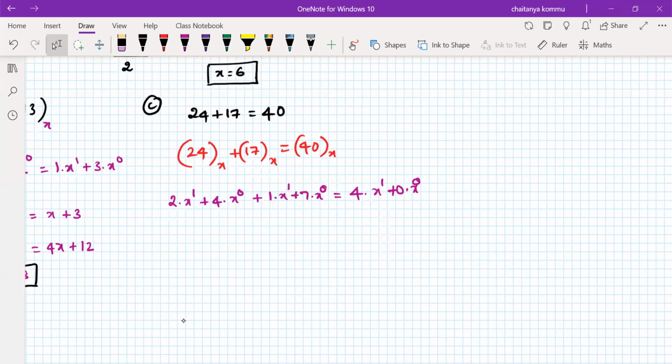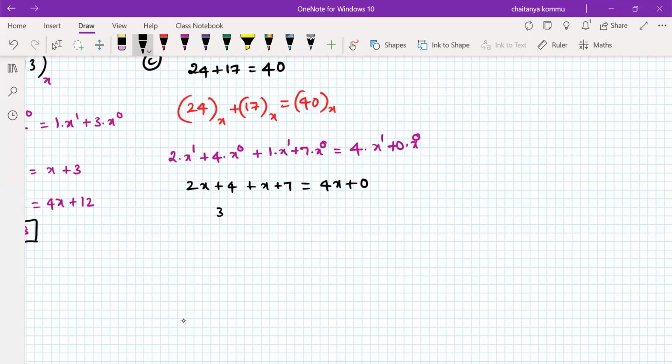Right. So what is the value now? This value becomes 2x plus 4 plus x plus 7 is equal to 4x plus 0. So what is the total value? So 3x here, 11 is at the left hand side, 4x here. So therefore what is the value then? So 3x will go that side, therefore 11 will be the x value. Therefore, what is the number system that we have used here? Radix 11 they have used.